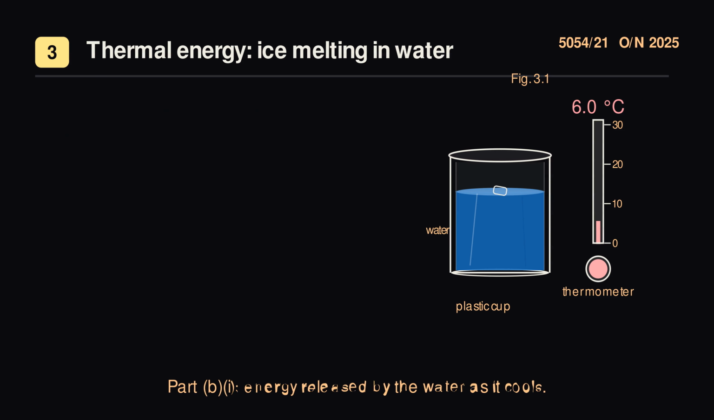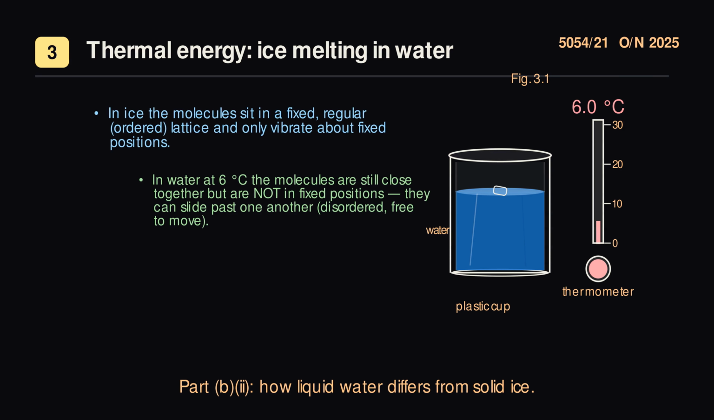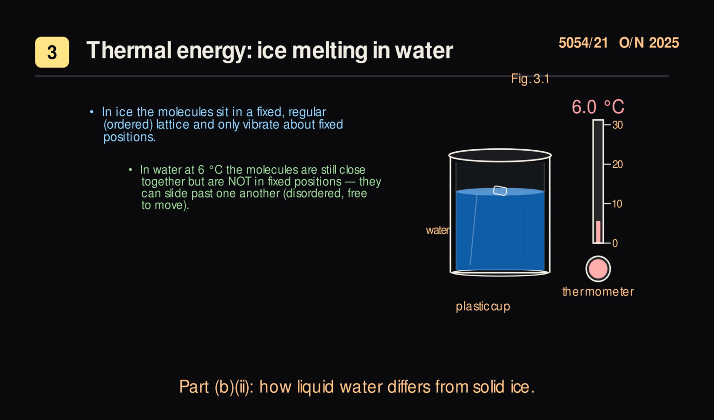Part B, Part 2. In ice, molecules sit in a fixed regular lattice and only vibrate about fixed positions. In liquid water at 6 degrees, molecules are still close together but not fixed, they can slide past one another.